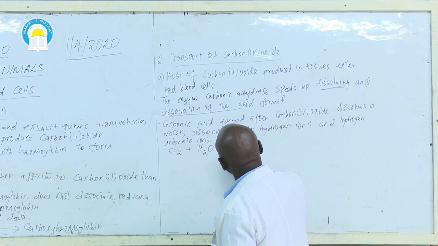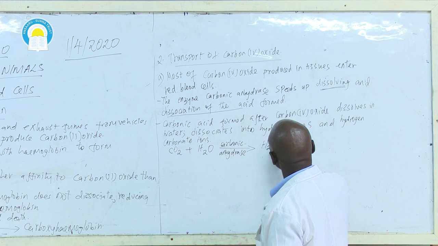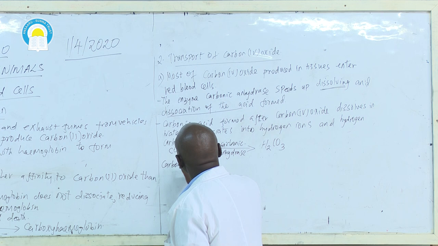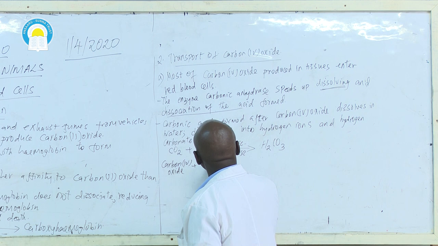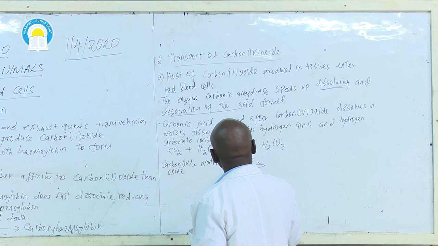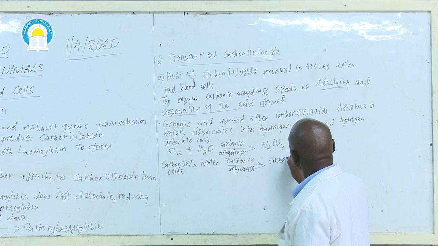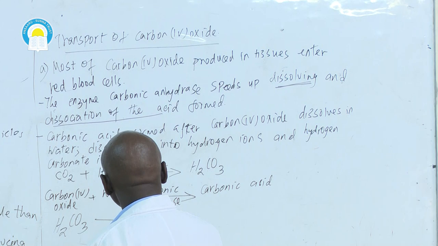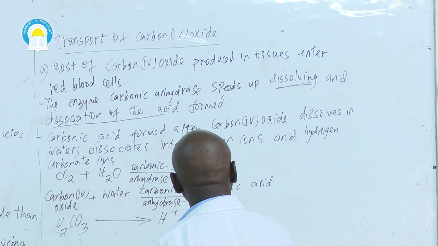Carbonic anhydrase. So we form H2CO3. And what will happen later is that, let's write the word equation. In biology, we insist on word equations. Carbonic anhydrase. We form carbonic acid. Carbonic acid is a weak acid. Then later, the carbonic acid dissociates to form hydrogen ions and hydrogen carbonate ions.